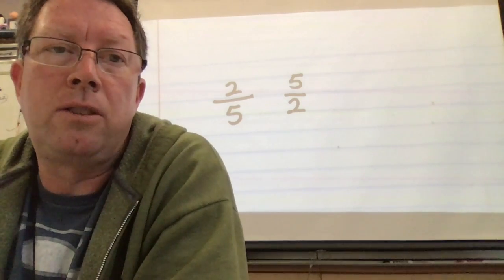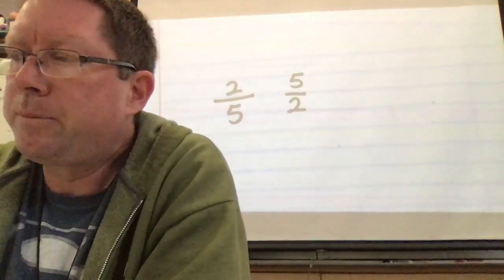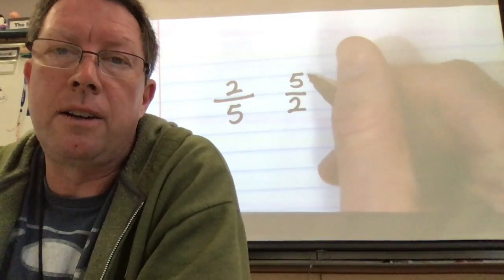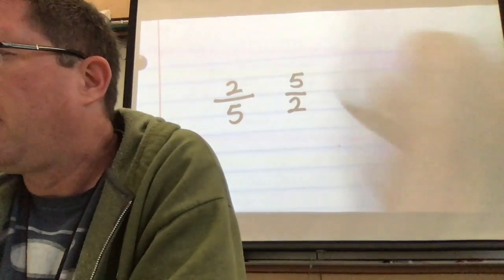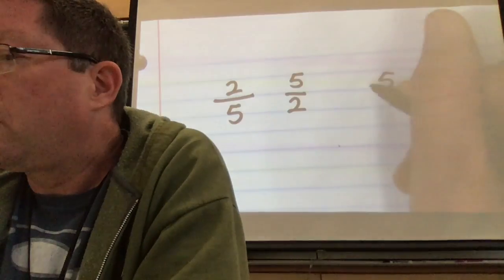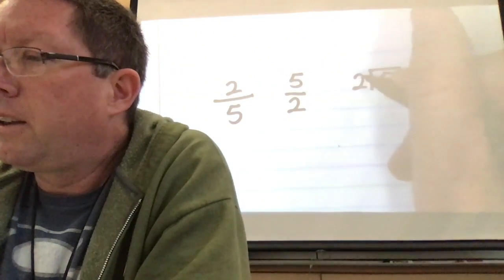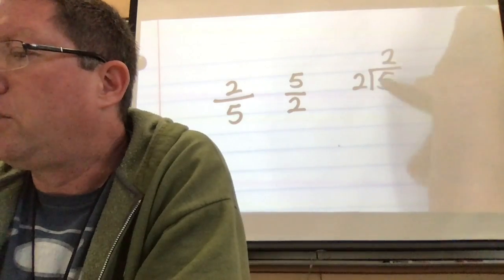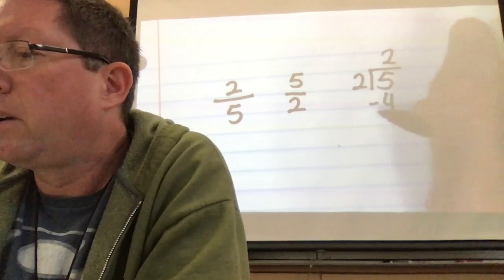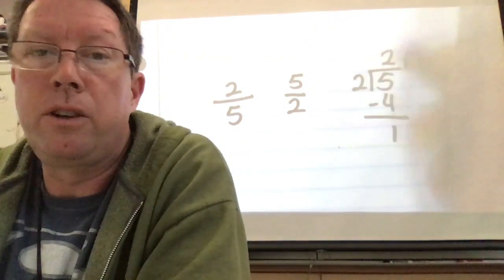And the way to do that is to remember that all fractions essentially are division problems. So this would be said like this: 5 divided by 2. So if we do this division, 5 divided by 2, 2 goes into 5 2 times. 2 times 2 is 4. We're going to have 1 left over. So there's our division problem.